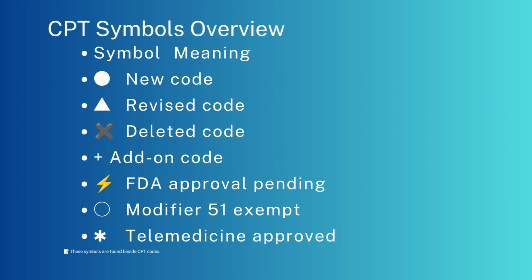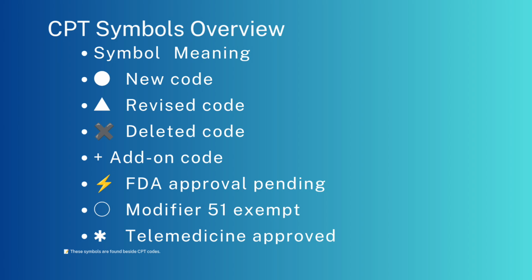A black dot, filled circle, means the code is new this year. A triangle, filled up pointing triangle, indicates the code or its description has been revised. A strike through cross, multiply, means the code has been deleted. A plus sign, plus, shows it's an add-on code, it must be used with a parent code.